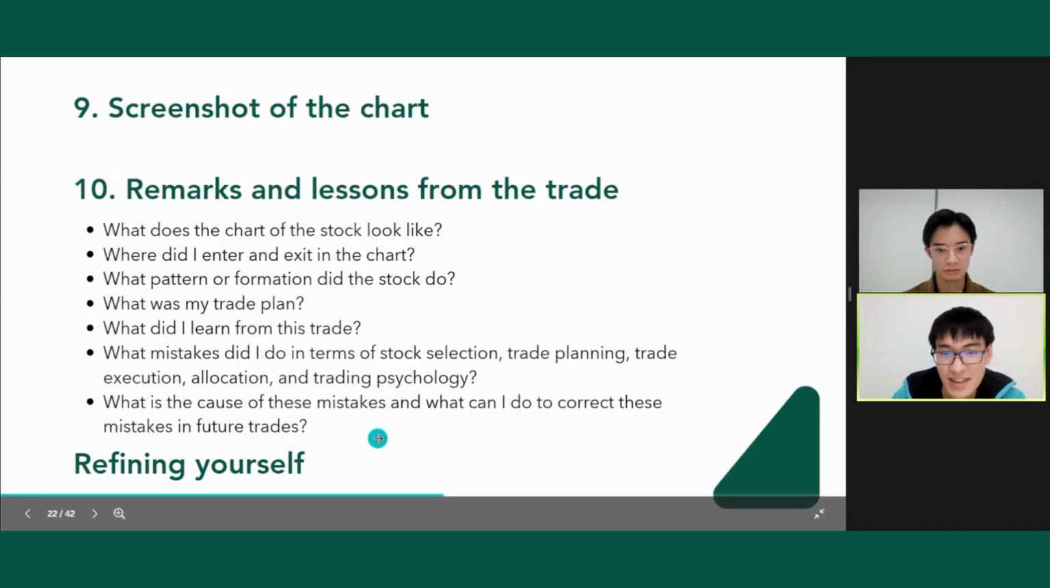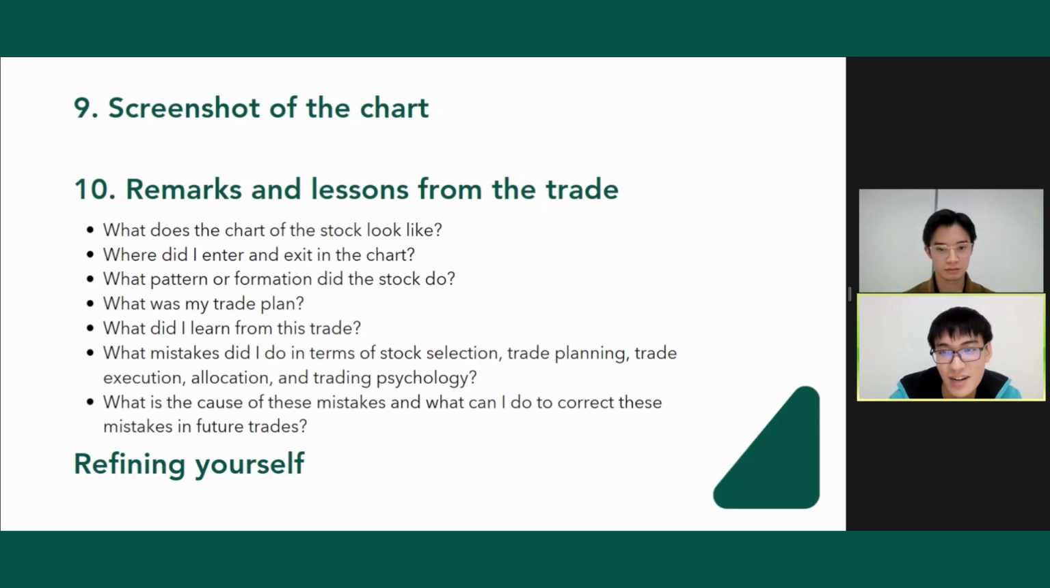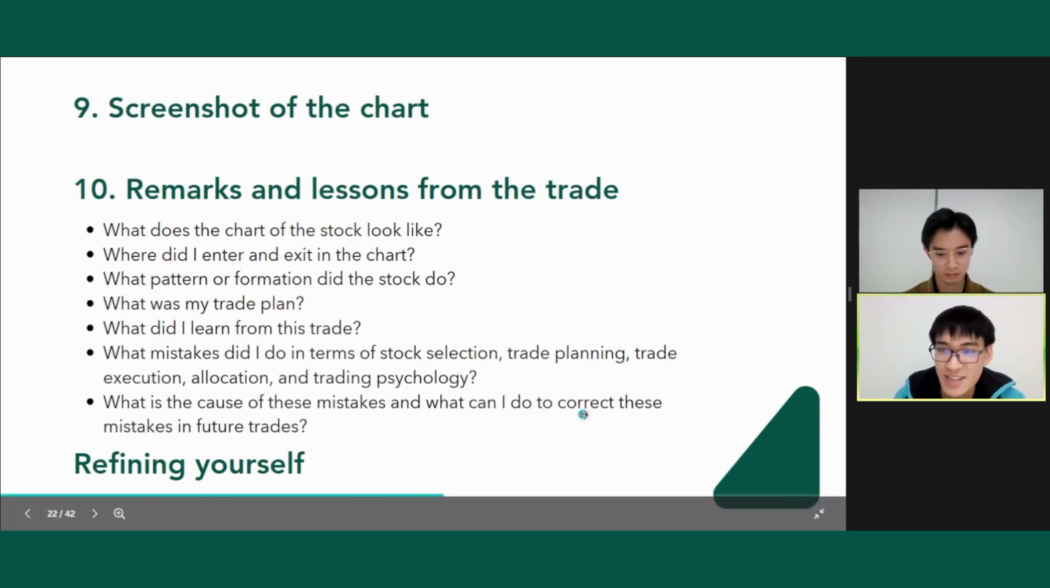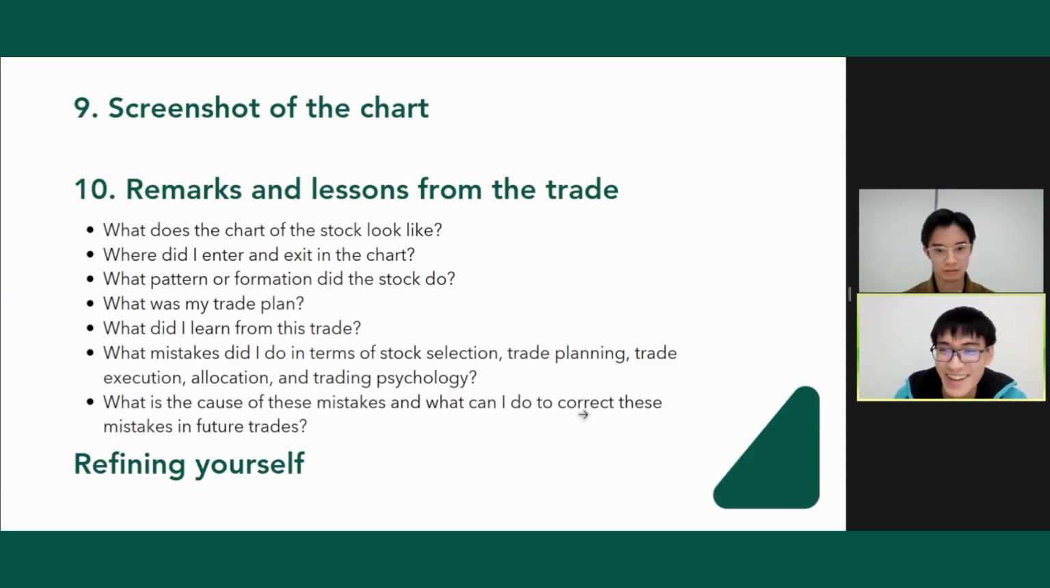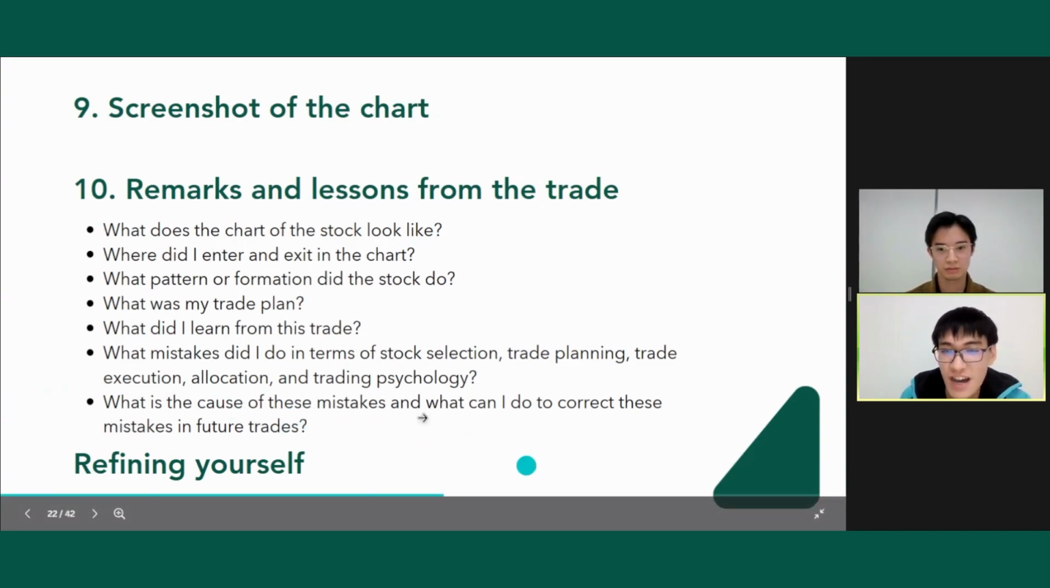So you already identified the mistake. You did not set your auto order. So what can you do to correct it? You set your auto order next time, right? So that even though you're busy at work, if the market hits your buy on breakout price, it will execute because it's already programmed to do that, right? So here, you're trying to refine yourself.